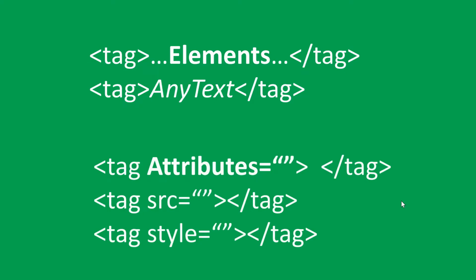Attributes are tools which provide additional information about an element. And remember one thing about attributes, that attributes will only be used on the opening tag, like src, source tag, style tag.